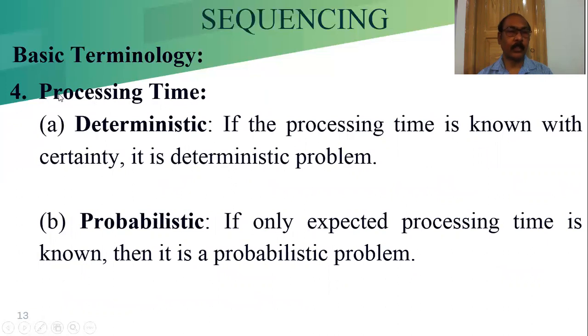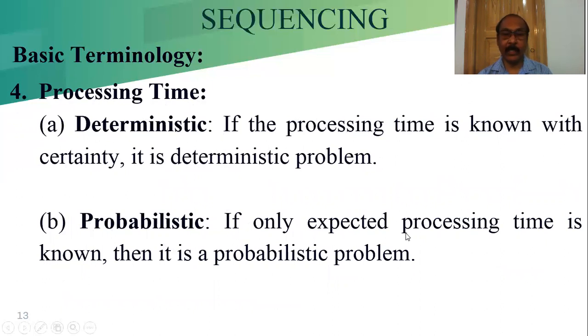Processing time. Processing time is also of two types. One is the deterministic time, another is the probabilistic time. Deterministic time: if the processing time is known with certainty, it is the deterministic model. That means when a job is processing through the machines, that processing time is known to us. How much time it will take to process through machine 1, machine 2, machine 3, respectively, that time is known to us. Then it is called the deterministic model.